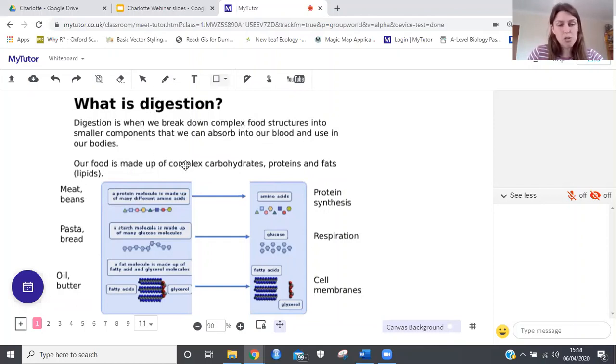When we take in food, we take in a mixture of complex carbohydrates, proteins, and fats, or lipids. So proteins in this first row of the diagram here, we get those from foods like meat and beans, and they are made up of amino acids in a chain. An amino acid is a monomer, and they form a peptide chain, which is a polymer of amino acids. Amino acids are useful in our body for protein synthesis, so we need those to make up the proteins and the enzymes that we use for reactions in our bodies.